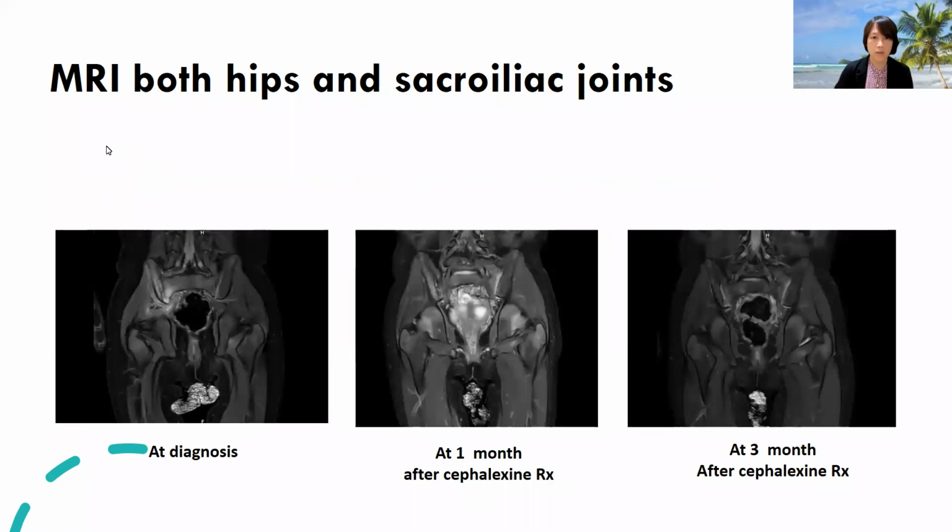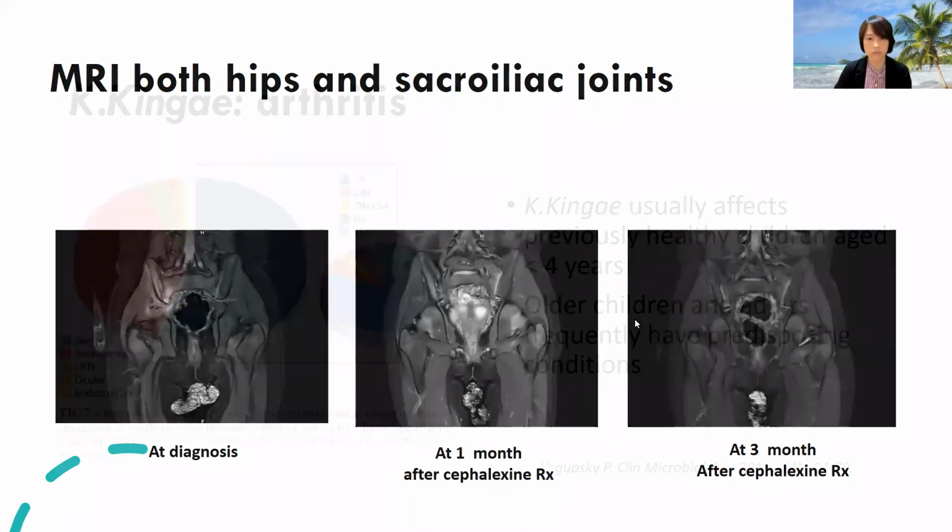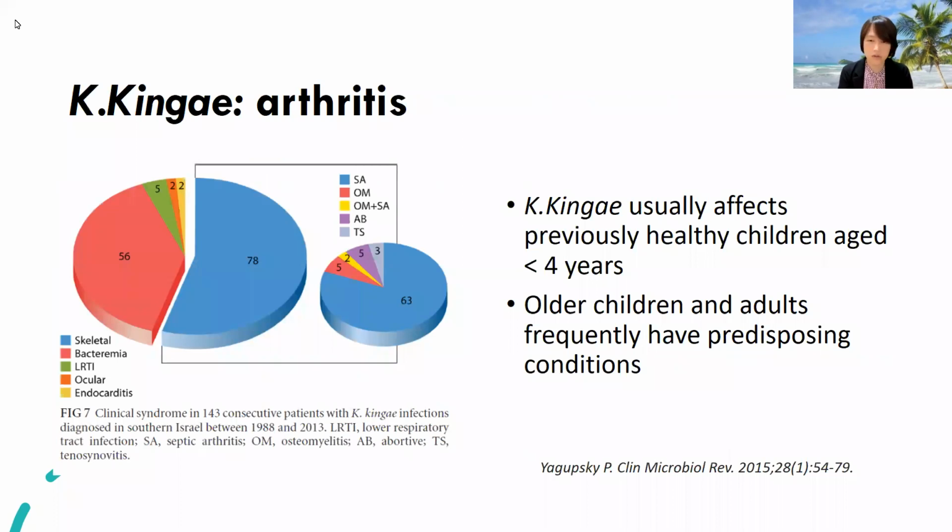This is the MRI of this patient. At diagnosis, you can see that the inflammation is around here. At 1 month after cephalexin treatment, it's slightly better, and at 3 months, it's nearly normal. So we did not treat the patient with steroid. We treated only with antibiotics, and she seemed to be better. She can run and she can walk.